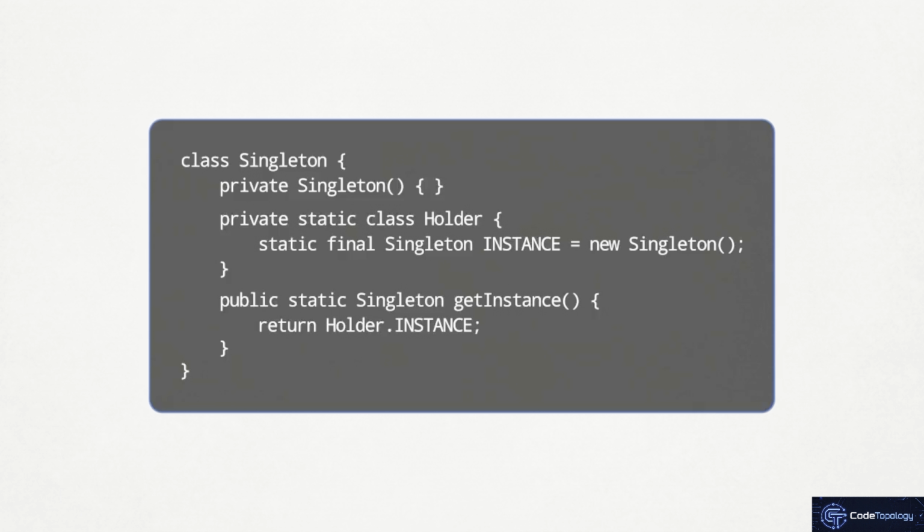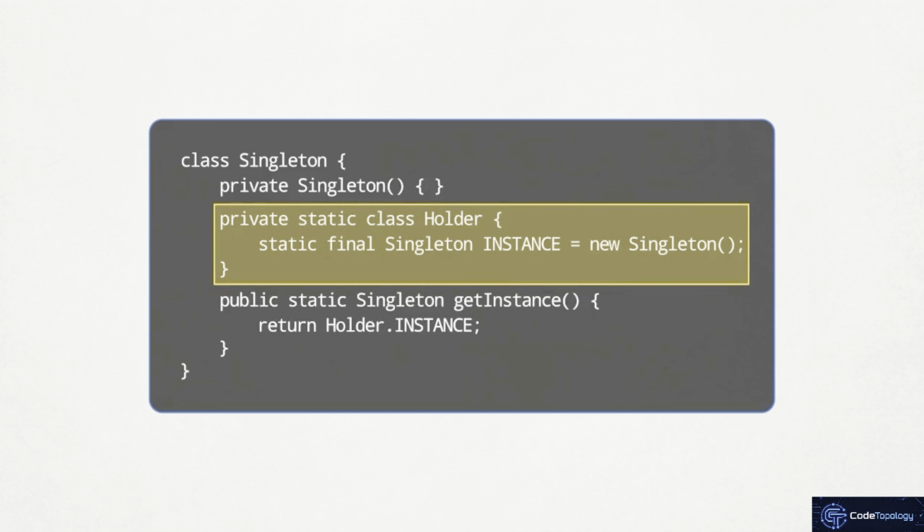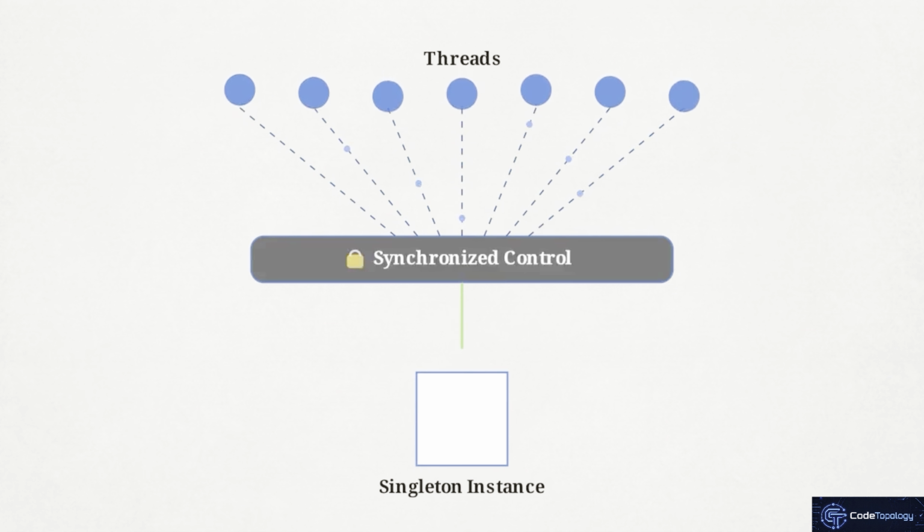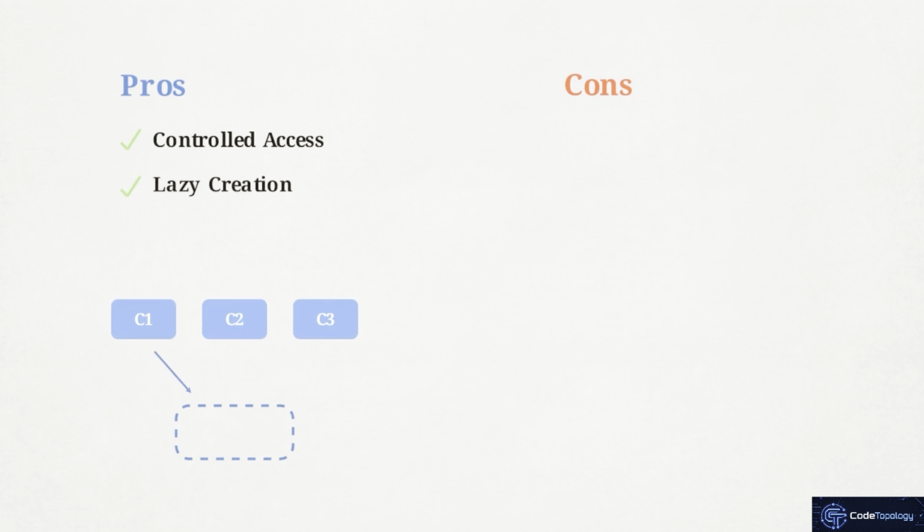For a modern lock-free alternative, you can use the Bill-Pugh holder method. By placing the instance inside an inner static class, the JVM handles lazy, thread-safe initialization for you without explicit locks. Managing execution state at the exact moment of creation is the only way to protect a global instance's integrity under heavy load. The pattern offers operational benefits: strictly controlled access, lazy creation saving system resources, and a unified global access point.